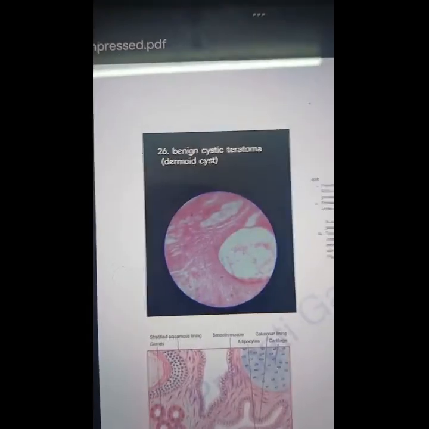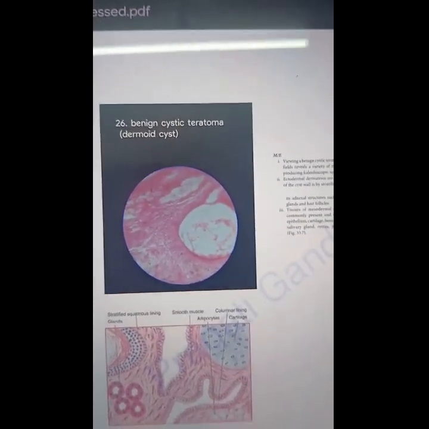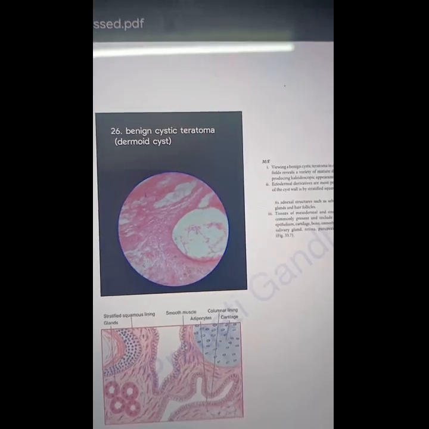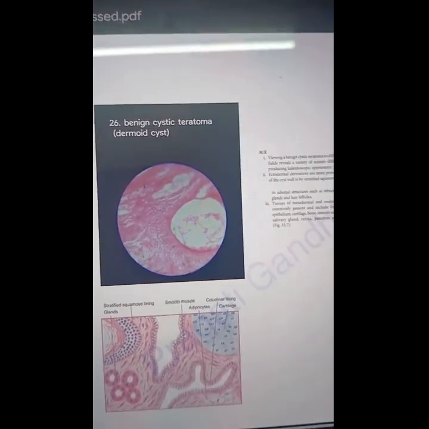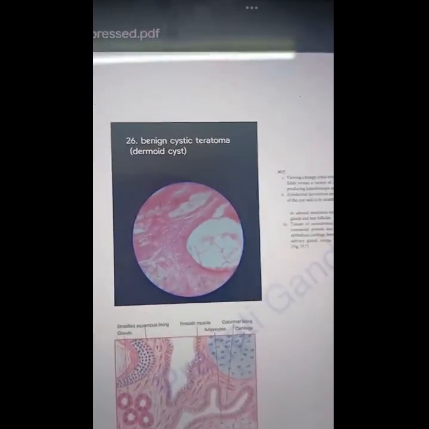Next is a benign cystic teratoma. As teratoma was discussed in my previous video, teratoma is basically all three layers of differentiation, which are endoderm, ectoderm, and mesoderm. All three mature, adult components appear.